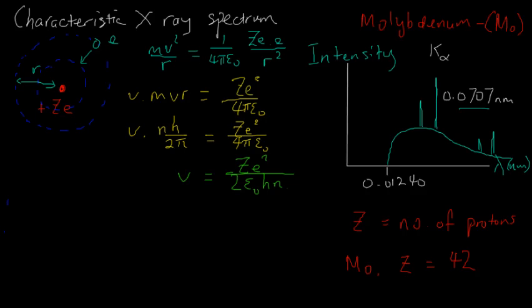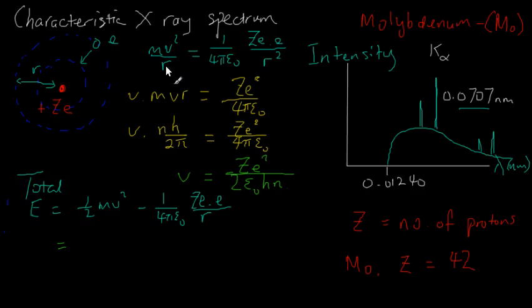So therefore, total energy, total E is equal to the kinetic energy, which is half mv squared, plus the potential energy, which is minus 1 over 4 pi epsilon naught, charge of the nucleus times charge of the electron divided by r, minus because they are oppositely charged.